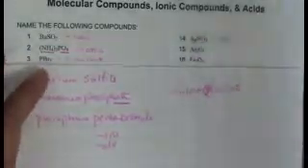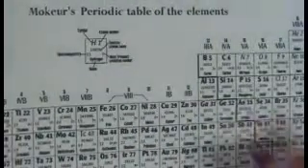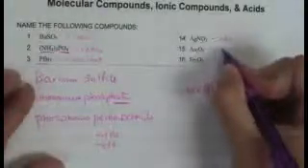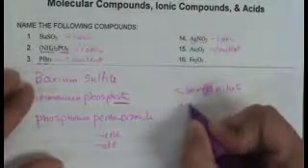Next one, we have AS. AS is arsenic. It is here. It's going to be one of our nonmetals. The other part of it was oxygen, again a nonmetal. So this compound is going to be covalent. Okay, and so we would name this diarsenic.